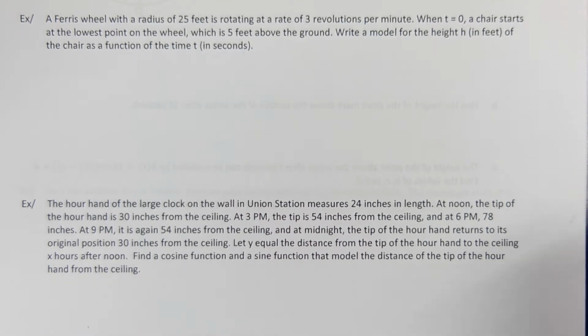A Ferris wheel with a radius of 25 feet is rotating at a rate of 3 revolutions per minute.